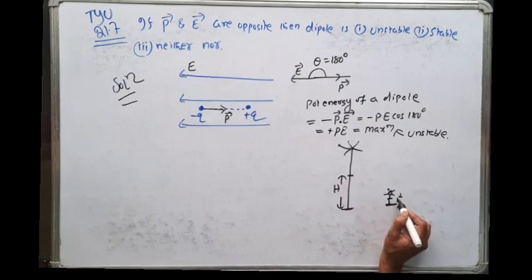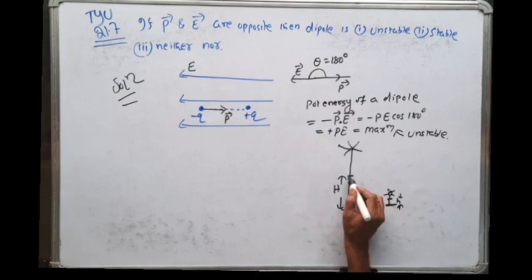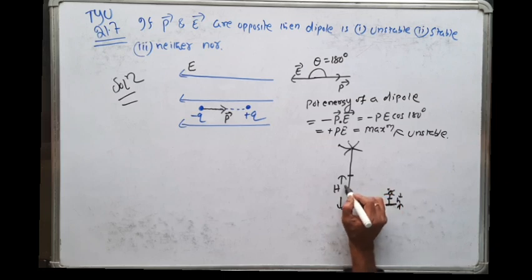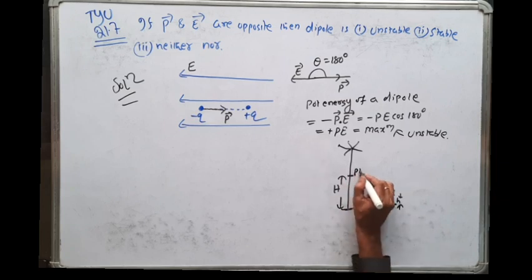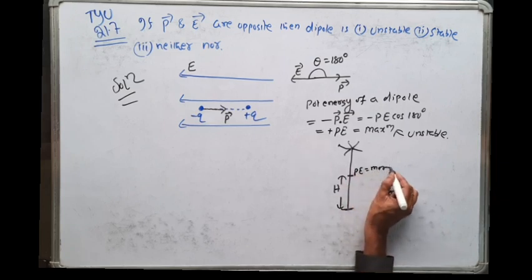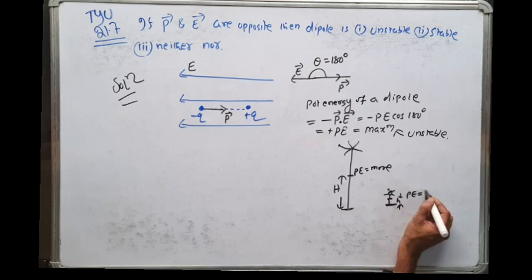So in the smaller tree, the center of mass is lying at a small height h from the ground. Here the height of this tree is more. So potential energy is equal to mgh. Since h is higher here and lower there, here potential energy is more, here potential energy is less.